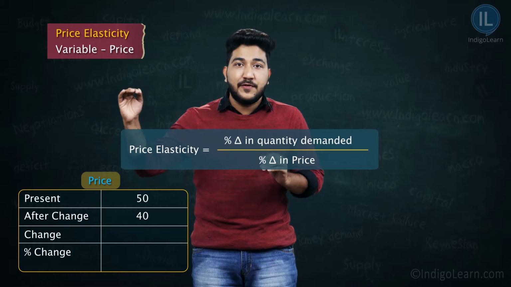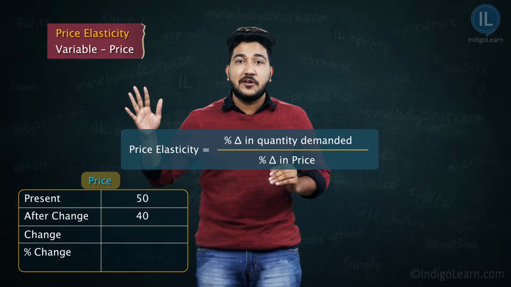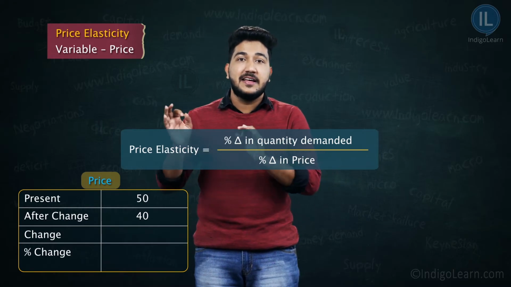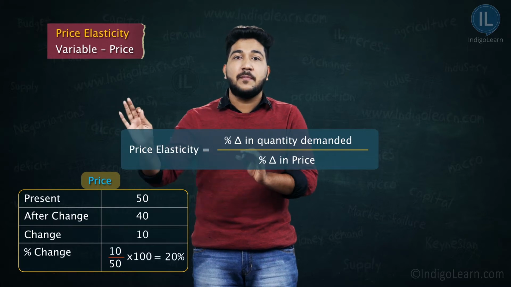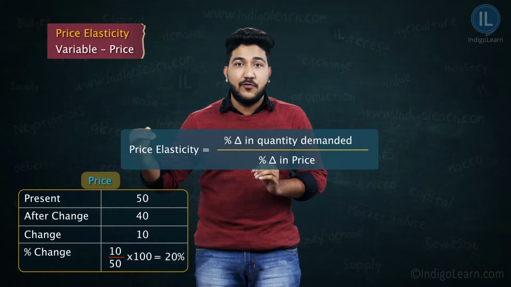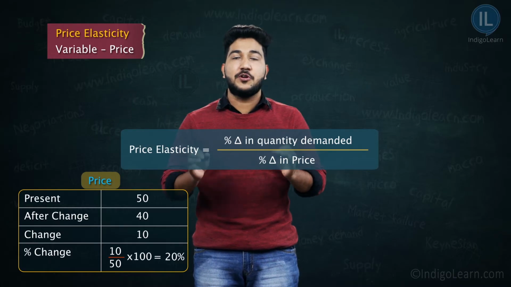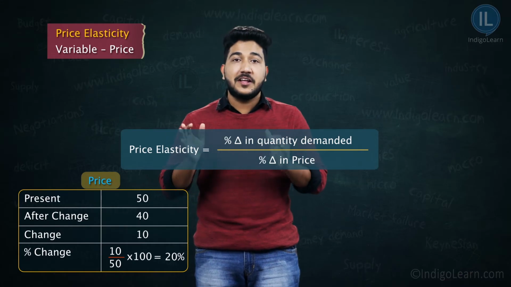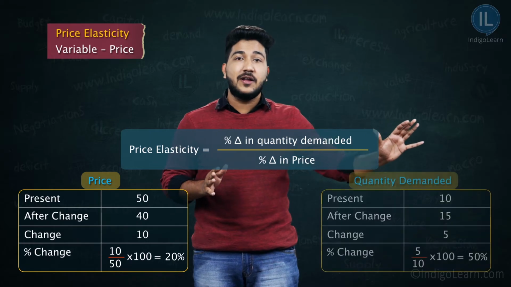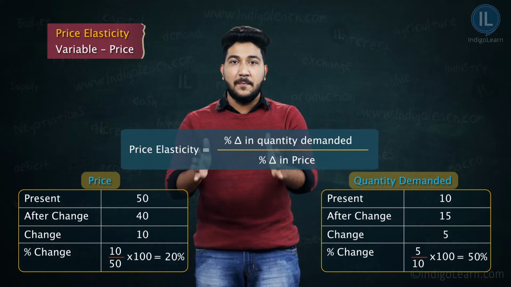So the price was 50 and the price became 40. So there was a 10 difference. Now what is the formula for percentage change in price? Change in price divided by original price. From 50 it became 40, so 10 divided by 50 into 100 is equal to 20%. So we got the percentage change in price, that is 20%, and we have already calculated the percentage change in quantity, that is 50%.